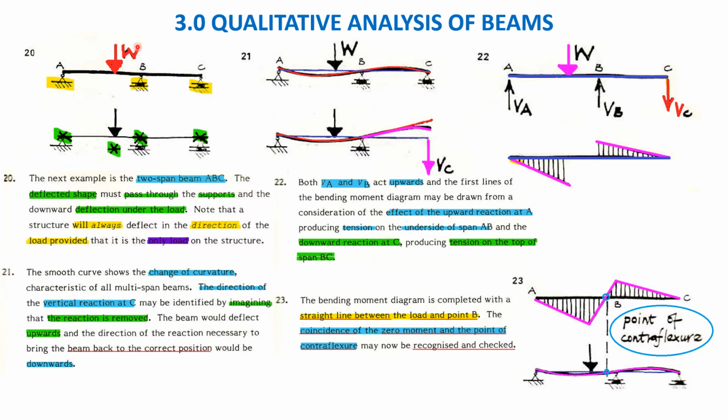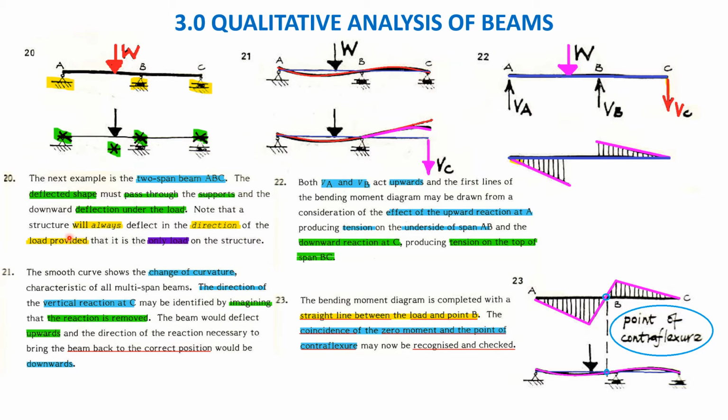Here in this example, we will see this two-span beam ABC. The deflected shape must pass through the supports and show downward deflection under the load. These are the support points, and this is the downward deflection under the load. So it should pass through like this.